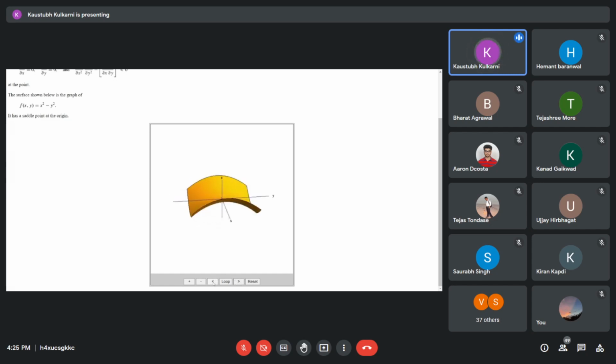Whereas if you take a cross section here, you will get a downward facing parabola-like shape. So it is like a local maximum in that case. Basically it's just like an inflection point but in 3 dimensions. Let's look at an example.